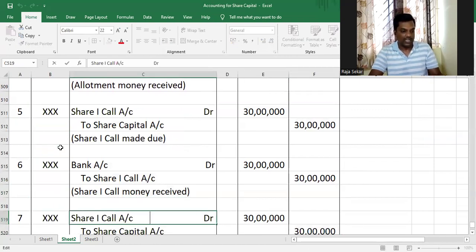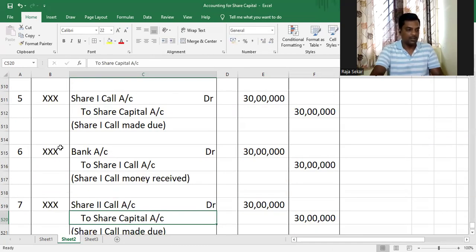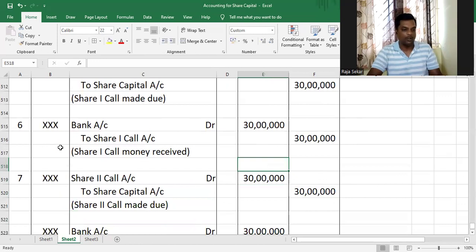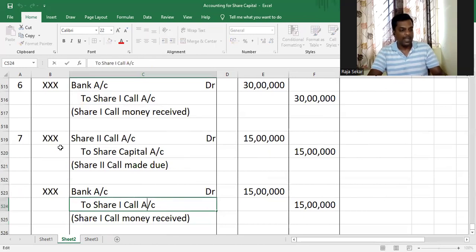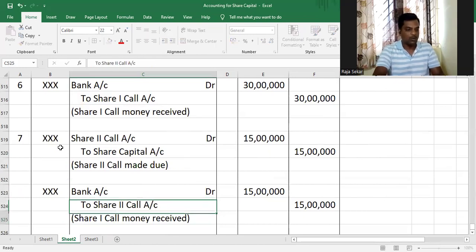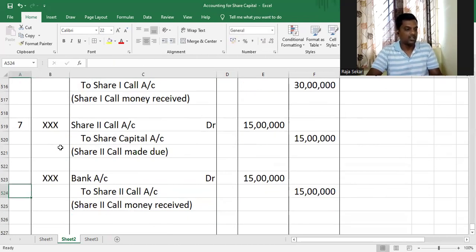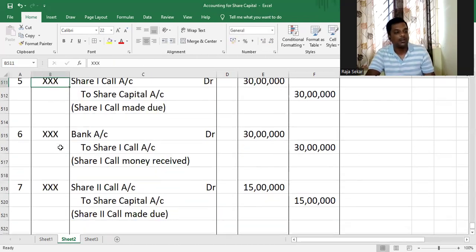And the journal entry will be share second call account debit to share capital. Share second call made due. And we know that share second call amount is 15 rupees. So on the 1 lakh shares, it will be 1 lakh into 15. And to receive, it will be bank account debit to share second call account. And share second call money received would be the narration. And that would be the last entry, my dear children.